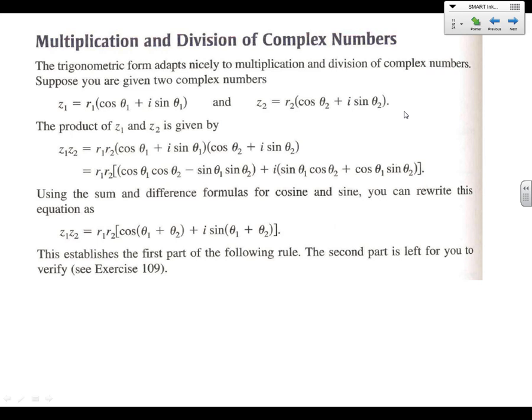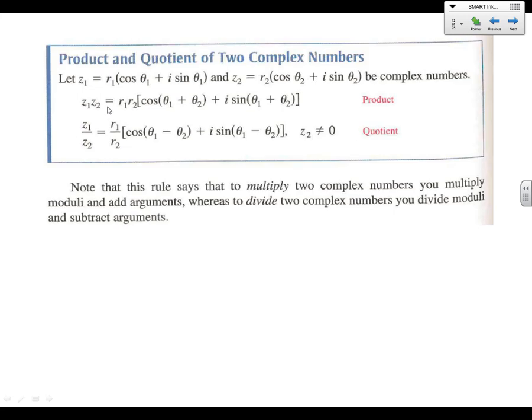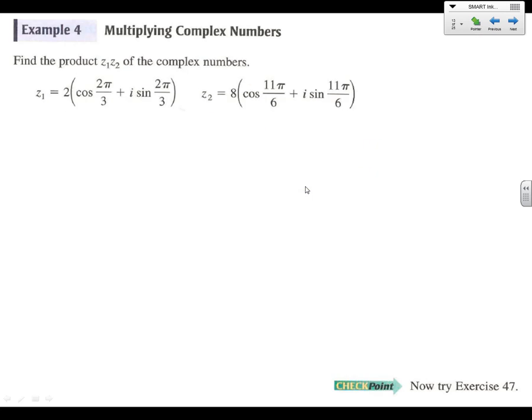Now we're going to multiply and divide these complex numbers, and this is very straightforward if you can get yourself into trig form. So step 1 on any of these problems is get yourself into trig form, r CIS theta. And then the rule is, if you're multiplying two different complex numbers, you multiply the moduli, you multiply the r's, and you add the angles, you add the arguments. For division, divide the moduli, subtract the arguments. All right. Let's give it a shot.